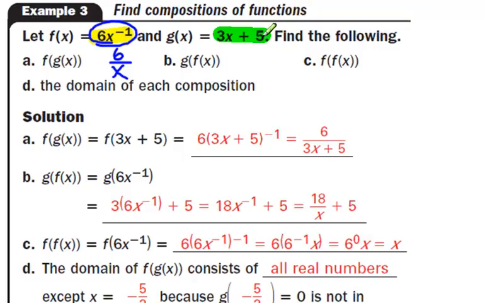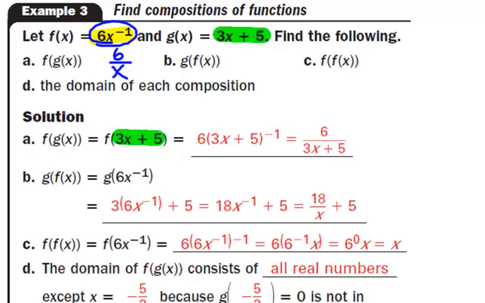So when they ask me for f of g of x, what they're saying is take 3x plus 5 and put it in for x right here. So that's what I'm going to do. And so they're really asking for f of 3x plus 5.